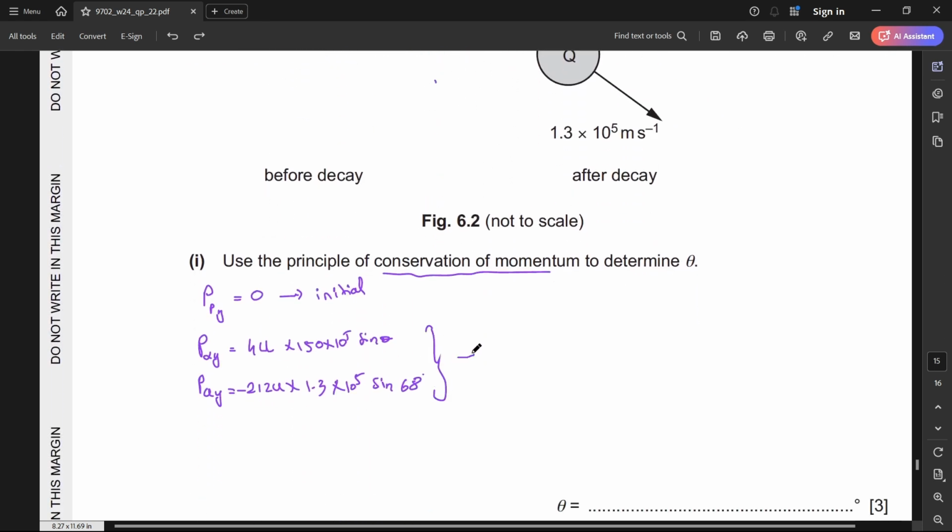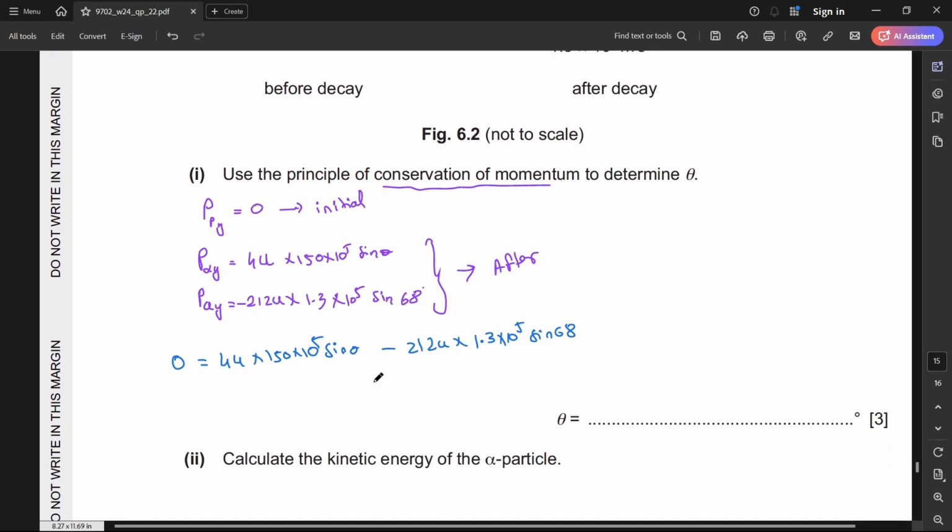Now this is after. So according to the conservation of the momentum, the equation that we're going to get over here is 0 equals 4u into 150 into 10 power of 5 sine theta minus 212u into 1.3 into 10 power of 5 sine of 68. So based on this, if I go ahead and solve it, it is going to become 4u into 150 into 10 power of 5 sine theta is equal to 212u into 1.3 into 10 power of 5 sine 68.